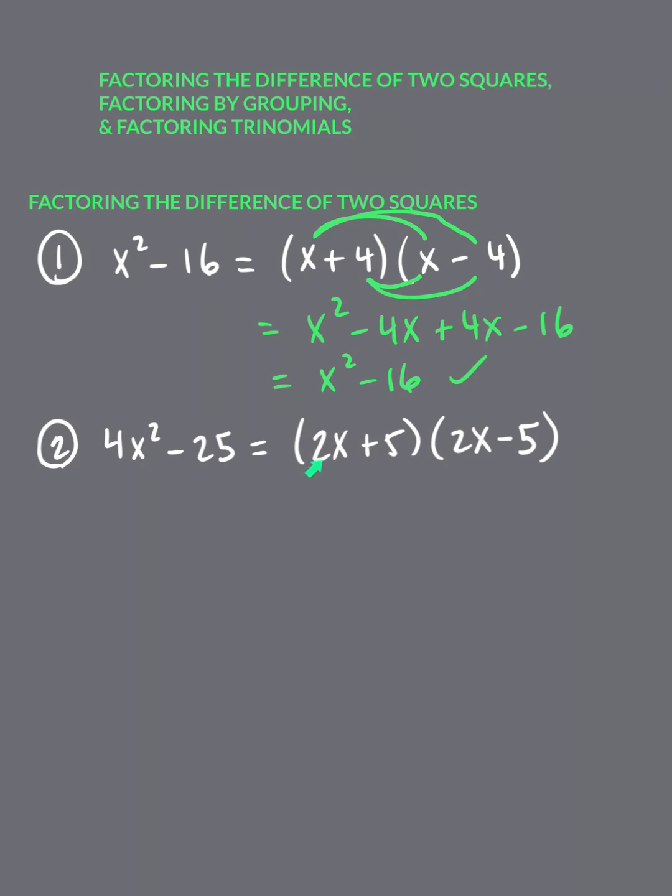You can multiply it back out to check it. 2x times 2x is 4x squared. 2x times negative 5 is negative 10x. 5 times 2x is positive 10x, so those will cancel out. Positive 5 times negative 5 is negative 25.